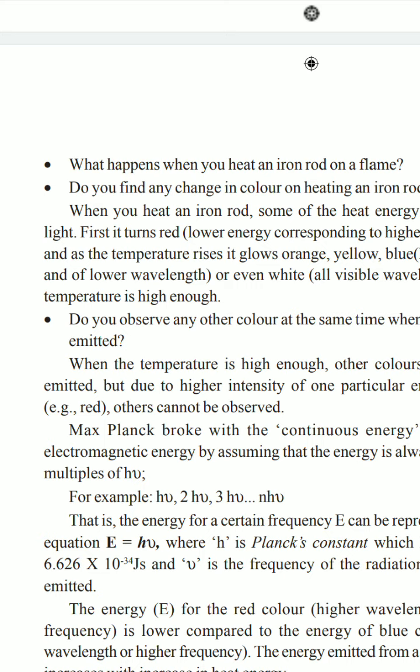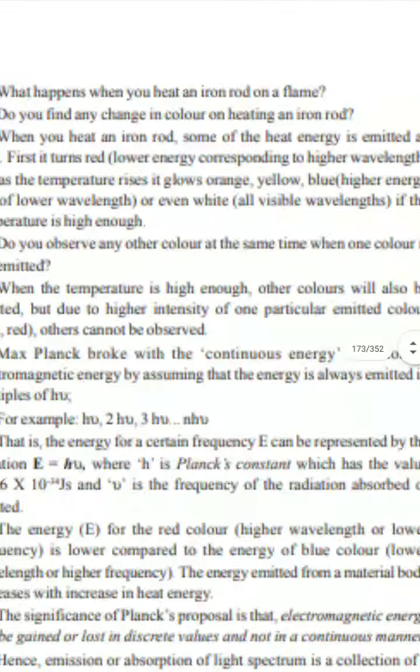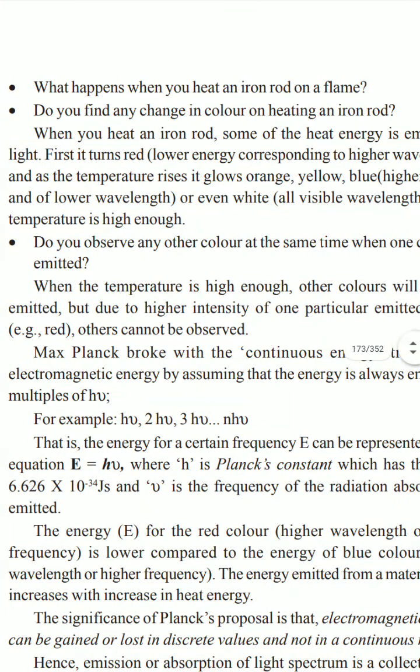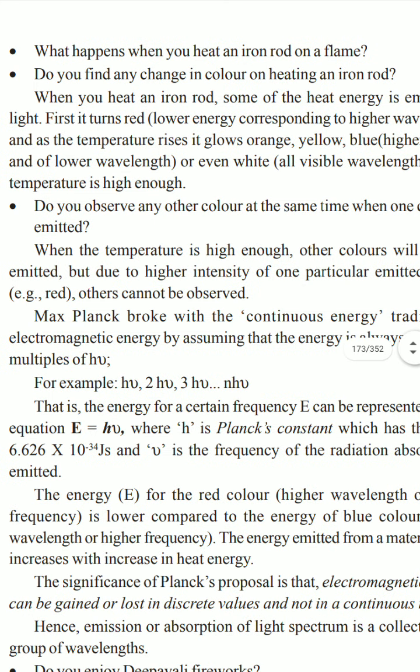Multiples of hν means whenever we are giving heat energy to any object, when light falls on one atom or one object, some energy will be emitted from that particular atom. How much energy will be emitted? That should be in multiples of hν form, and it is not in the continuous form.